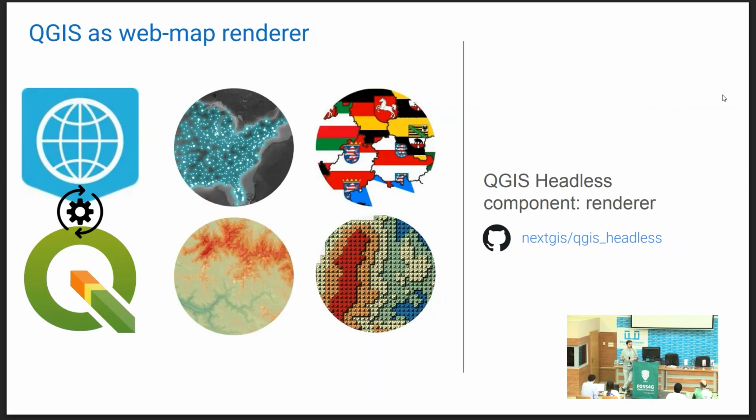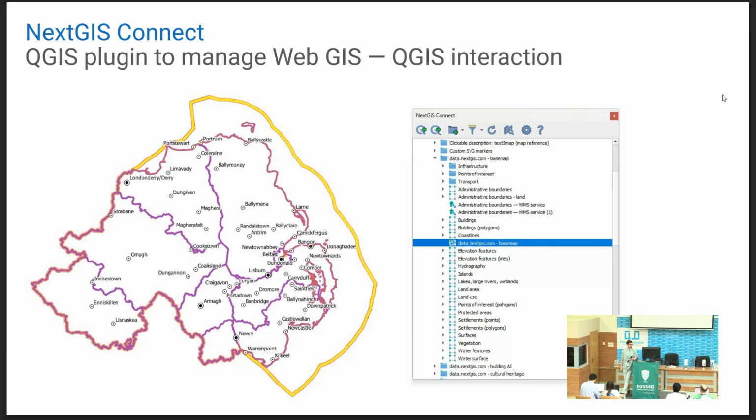To do it, we used a couple of things. First thing is using QGIS as the web map renderer. For this purpose, we developed a component named QGIS headless to use it as a renderer on the server side. So everything you see on the web map looks the same, because they use the same renderer. So it's also open source, of course. And we built the NextGIS Connect plugin to manage this interaction. So you can connect to your NextGIS Web and publish your QGIS project to web.